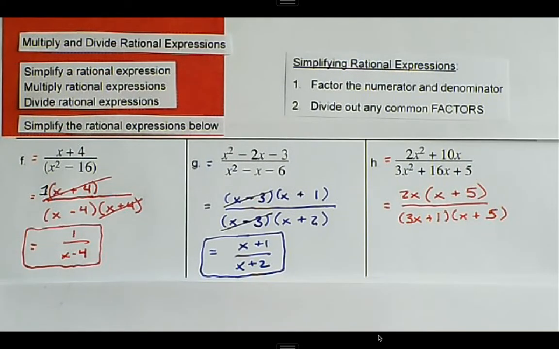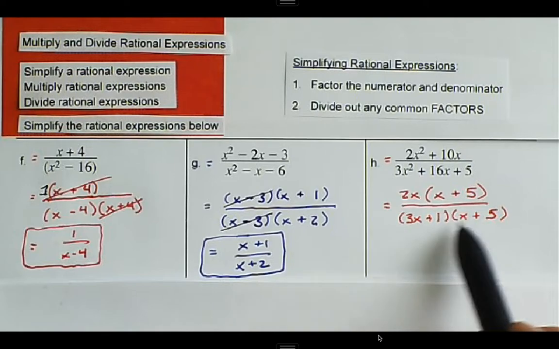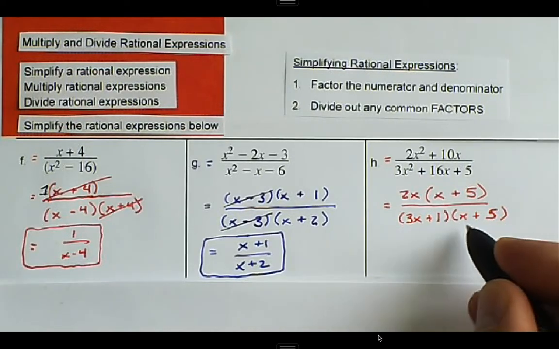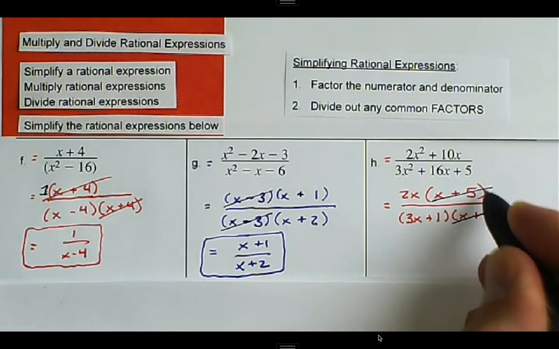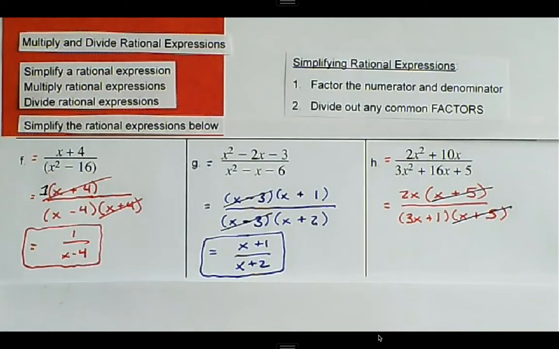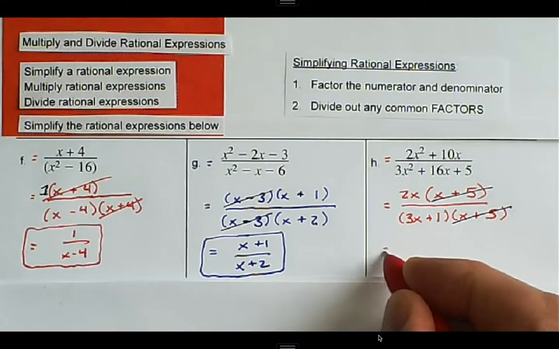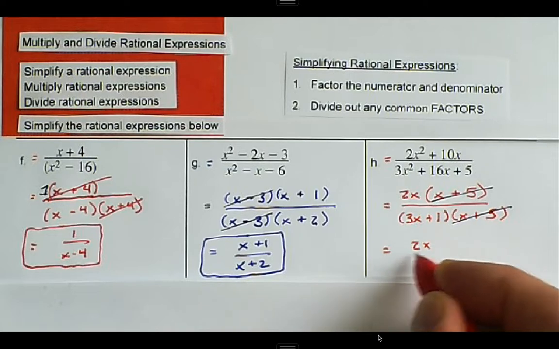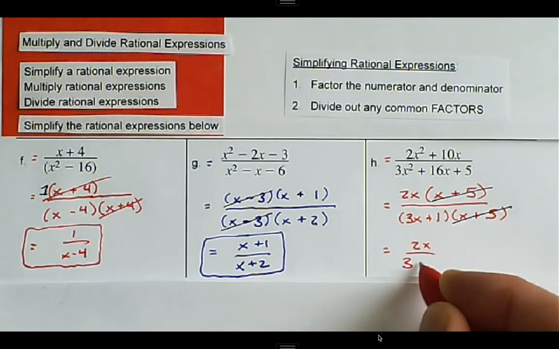And then we see that everything's joined by multiplication or division. So then we can cancel from the numerator and the denominator the common terms. And then what we're left with is 2x divided by 3x plus 1.